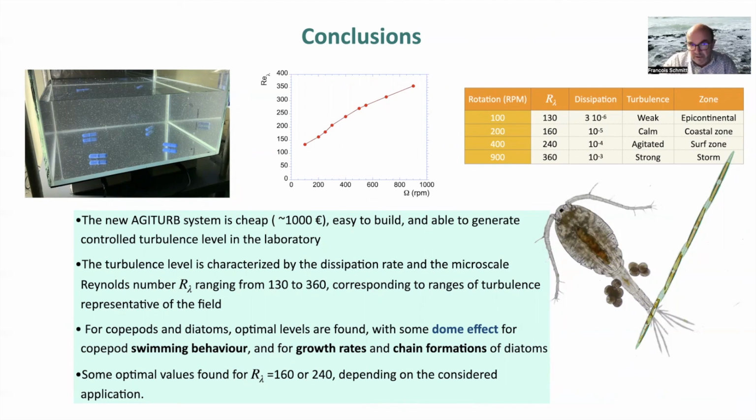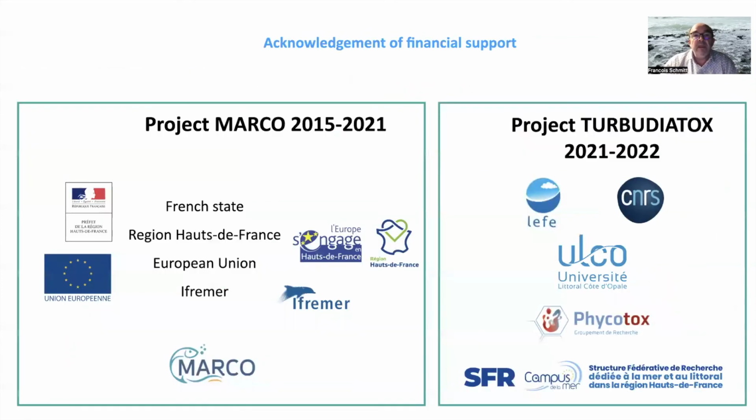And we also considered 2 experiments, one with copepods, one with diatoms. We found optimal levels of turbulence, showing a kind of dome effect. A dome effect first for the swimming behavior, and then for the growth rate of diatoms, and also for the chain formation. And in each case, the optimal values were between R lambda of 160 to 240, depending on the different applications.